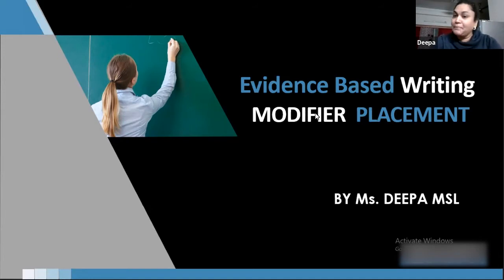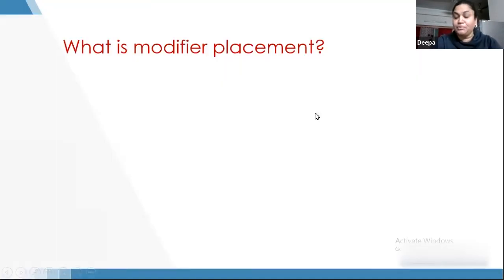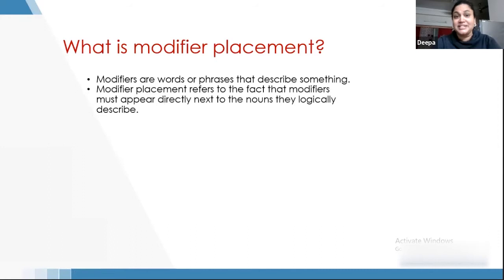Now, when we're talking about modifier placement, we need to understand that modifiers are basically words or phrases that describe something. And what do they describe? What do they show? Modifier placement refers to the fact that modifiers must appear directly next to the nouns they logically describe. Now, first we need to understand what modifies what.